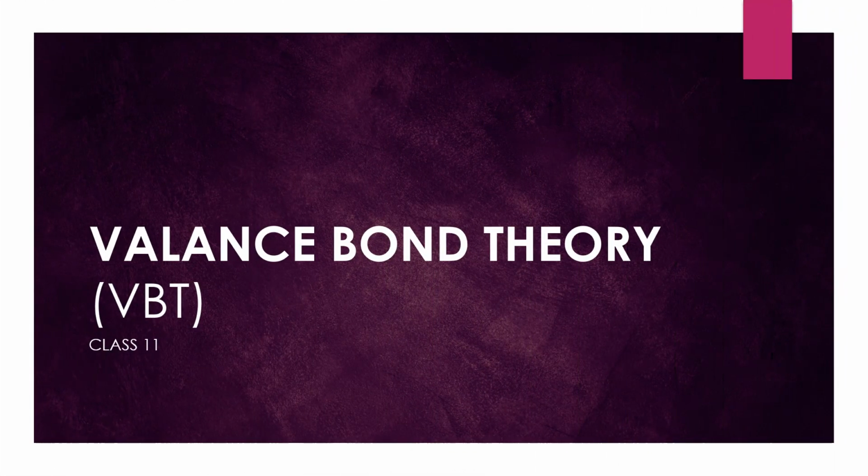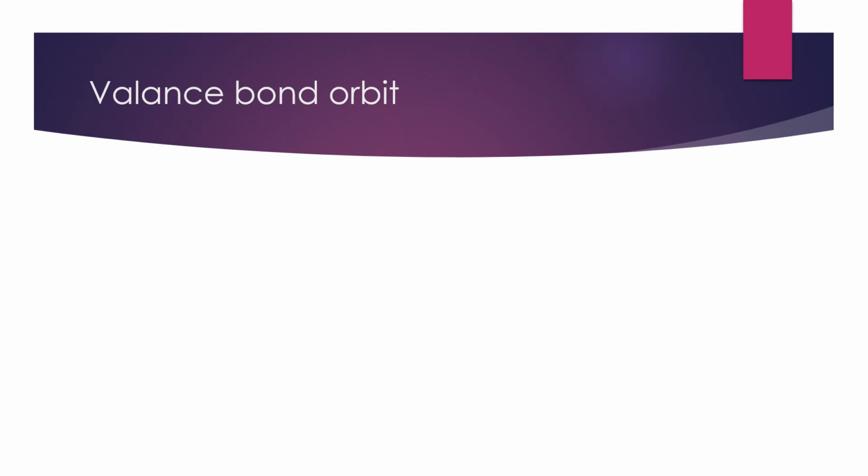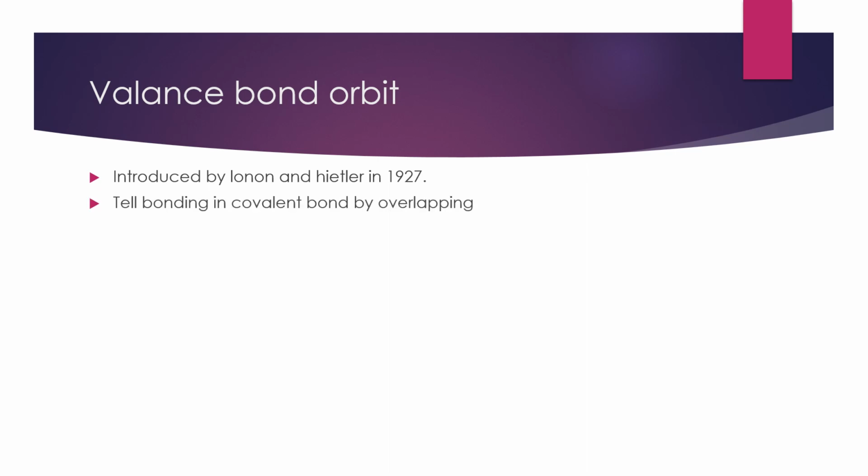Guys, in this lecture we'll be talking about the valence bond theory. First of all, valence bond theory was introduced by London and Heitler in 1927, and this bonding is about covalent bonding by overlapping of the orbitals.